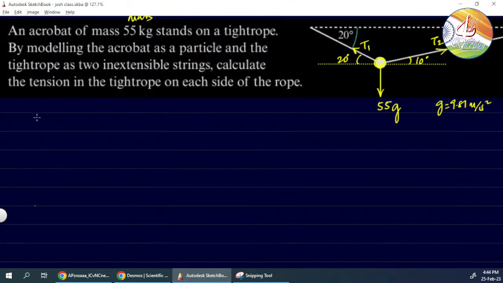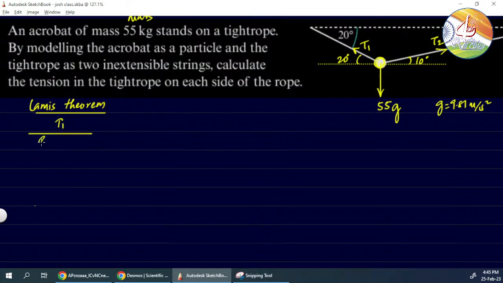Again, I think for this we can go with Lami's theorem. Angle theta is not that complex. We can directly put it. So first let's take T1. T1, the opposite angle is this.